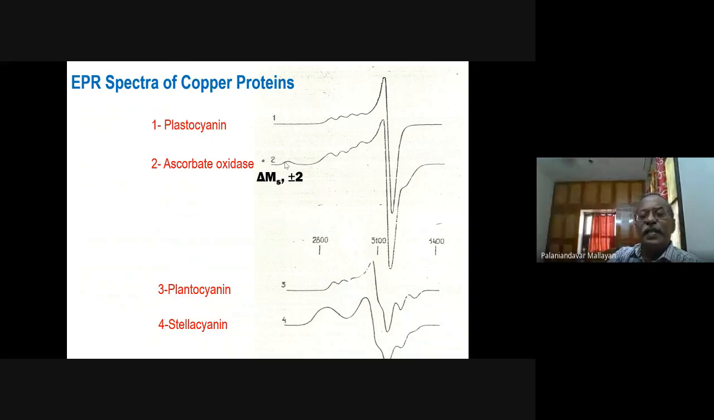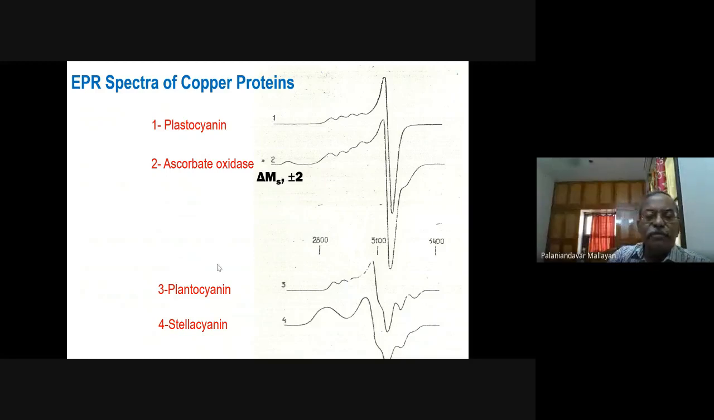So this is very much characteristic of the presence of both type 2 and type 3 copper in the enzyme. So multi-copper oxidases will have more than one type of copper, which can be diagnosed with the help of an EPR spectrum like this. So in addition to the normal EPR spectrum, you will have a very weak signal like this. You should be able to observe it for these proteins at very high gain of the EPR machine, right?